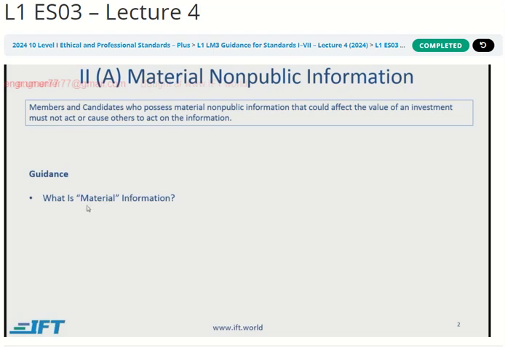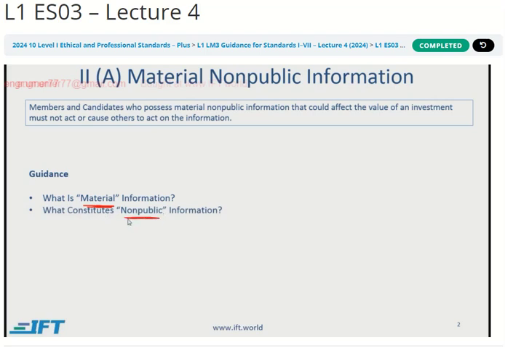The first one is the definition of material information. Material information is any information that can impact the value of a security. Another way of looking at it is that material information is information that a reasonable investor would like to have before making a decision on whether or not to purchase a security.